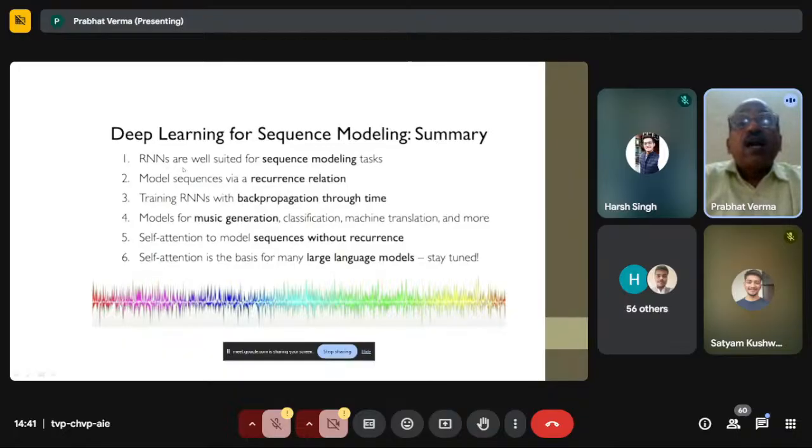So we can discuss the summary of this discussion. RNNs are well suited for sequential modeling tasks. They model sequences by a recurrence relationship, because in an RNN there is sequence to sequence, so there is a recurrence relationship among various time steps. Then we train RNNs with backpropagation through time. Then we saw the models for music generation, classification, machine translation, and more. Then self-attention to model sequences without recurrence. So self-attention is a very important mechanism, and self-attention is the basis for many large language models.